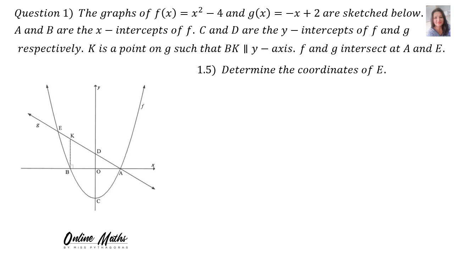Question 5. Determine the coordinates of E. Now what is happening there at E? Do you agree that's the place where the two graphs intersect? And when you want to deal with that, you have to do simultaneous equations. So we can start by saying that the parabola is y is equal to x squared minus 4, and the straight line is y is equal to minus x plus 2. And then this one is equal to y, and that one is equal to y. So we can equate them and say x squared minus 4 is equal to minus x plus 2.